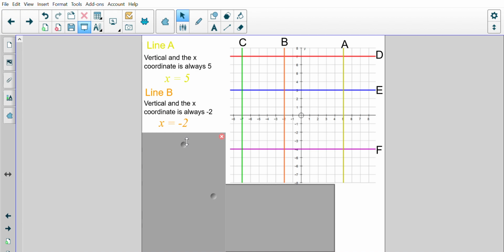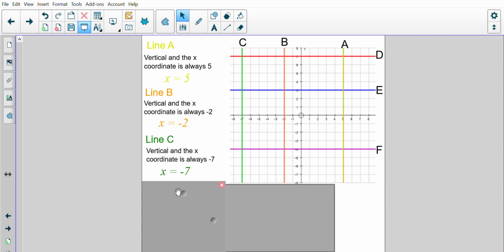Have a think about line C. Is it vertical or horizontal? What's the equation? Yep, it's vertical again, and the x coordinate is always minus 7. It goes through minus 7 on the x-axis, so the equation is x equals minus 7. So vertical lines always start x equals the number.